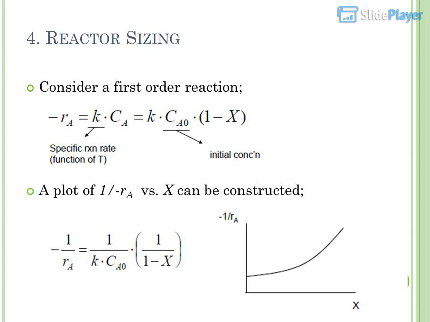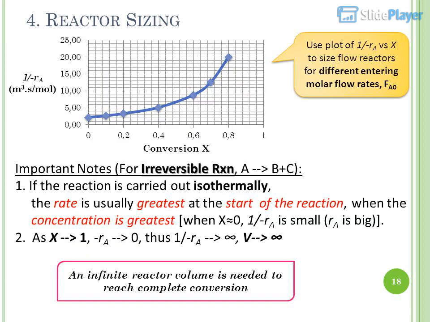4. Reactor sizing. Consider a first-order reaction. A plot of 1 over minus r_A versus X can be constructed. An infinite reactor volume is needed to reach complete conversion. Use the plot of 1 over minus r_A versus X to size flow reactors for different entering molar flow rates, F_A0.